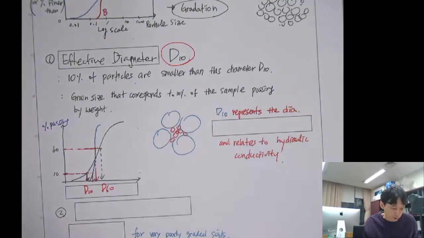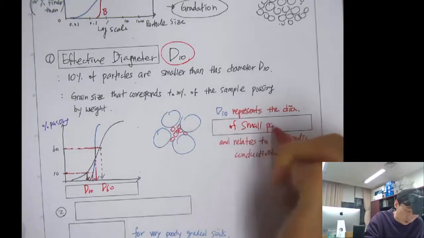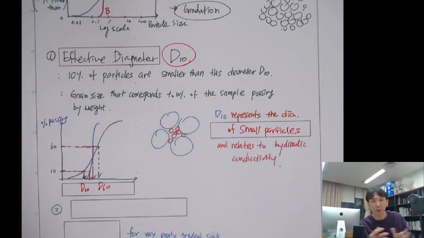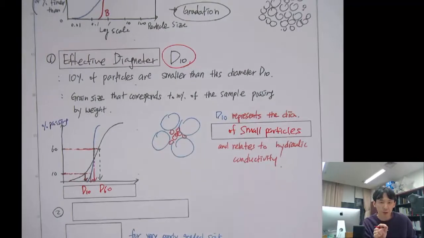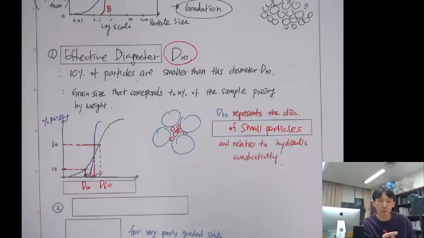Then why is this D10 important? D10 represents the diameter of small particles. This relates to hydraulic conductivity, and hydraulic conductivity means how well the water can penetrate or flow through the soil. So if the D10 is very small, for example in clay soil, the particle size will be small, so the D10 will be very small, and the permeability will be small. But if you think about gravel, the D10 will be larger than sand or clay, so water will permeate that soil very well. So it will have a higher hydraulic conductivity, or permeability.